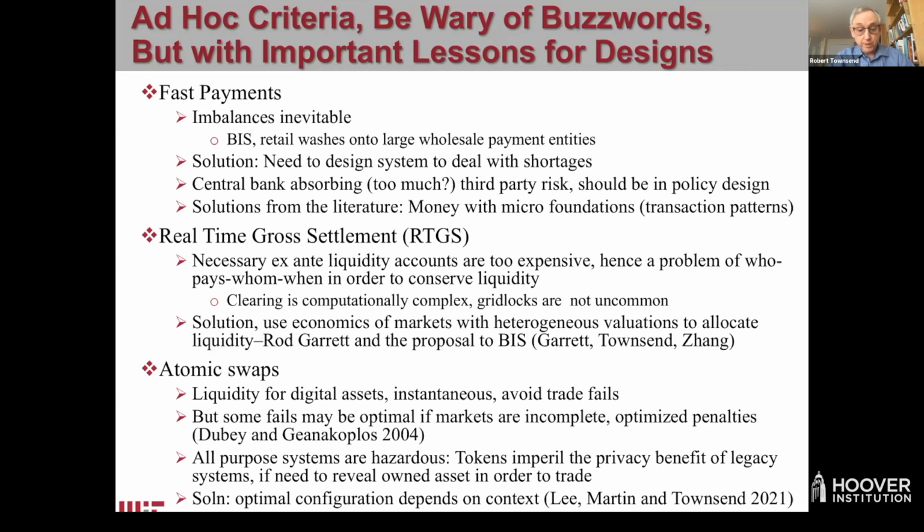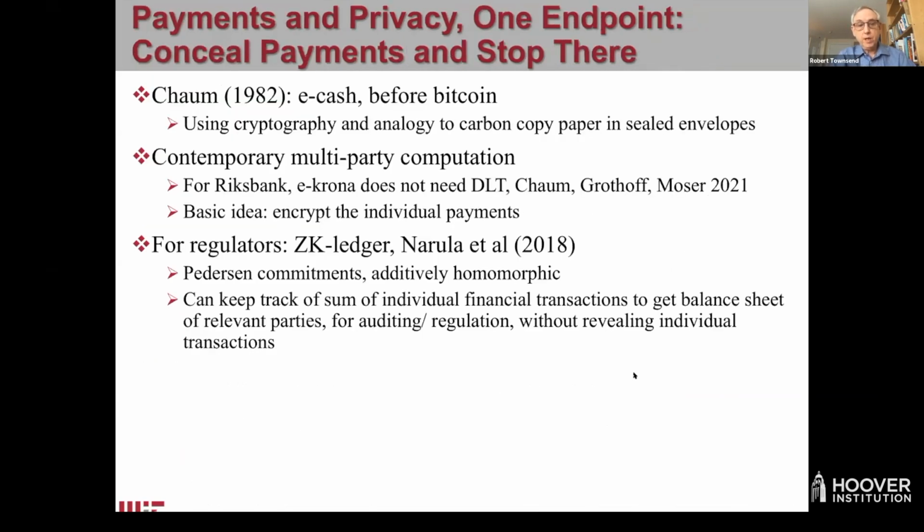It becomes hazardous. Tokens in particular imperil the benefit of legacy systems, which allows more privacy. If you have to reveal you own an asset in order to trade it, you're revealing something about your trading position. And this is work I've been engaged with my collaborators at the New York Fed, Michael Lee and Antoine Martin, where we show again what optimal configurations are, one or the other, depending on the underlying environment.